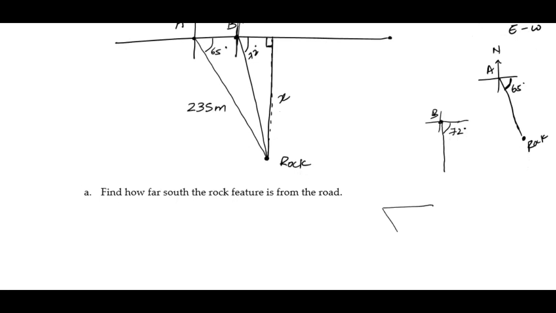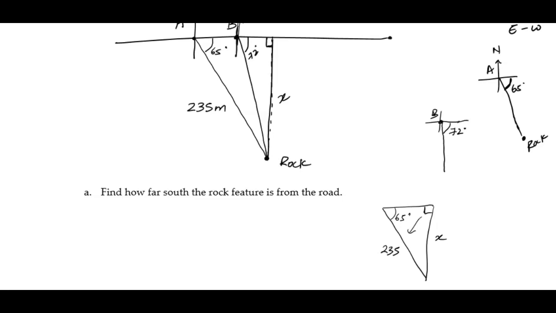I'm going to draw a rough diagram for that here. That's the distance X we called in the previous diagram. That was 65 degrees and that was 235 meters. Now marking my sides opposite.